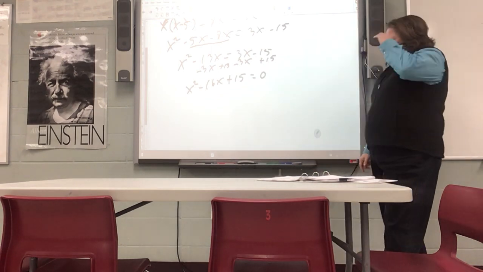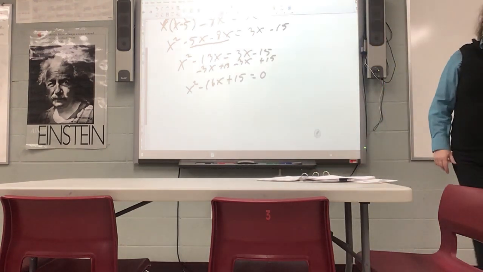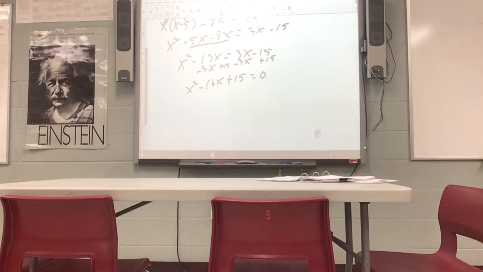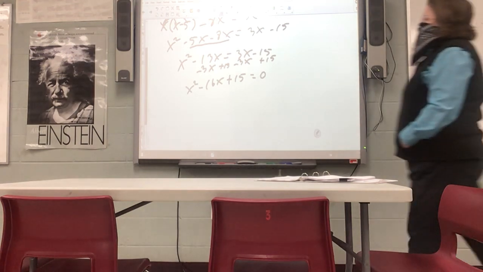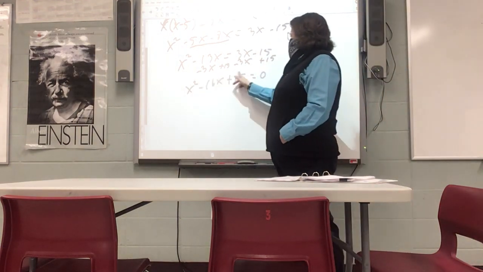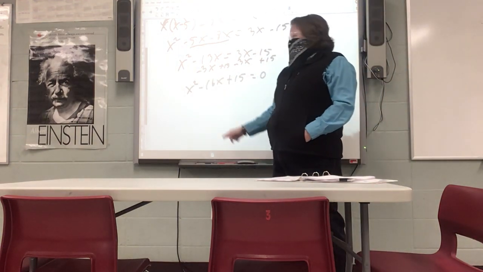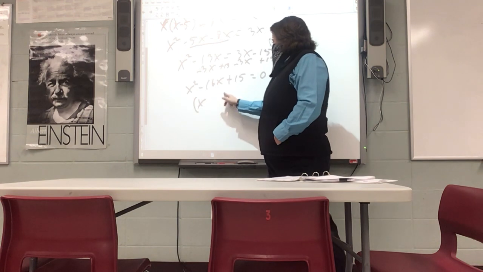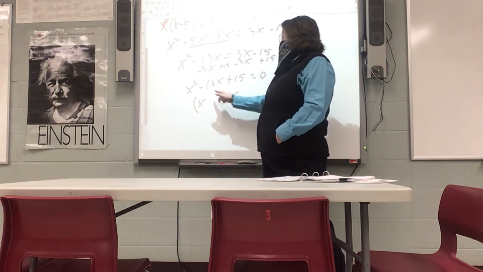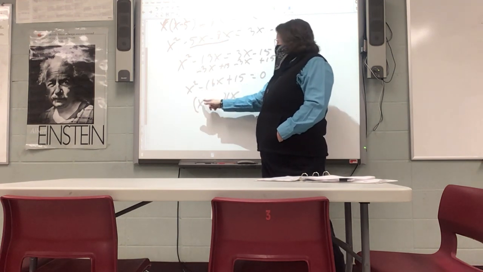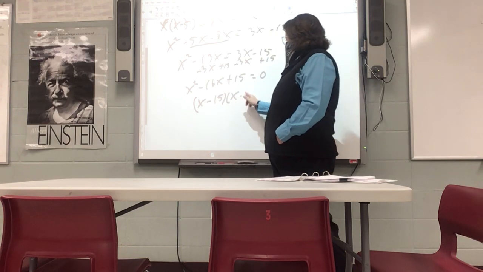So you could go to the quadratic formula there with an a of 1, a b of negative 16, a c of 15, or you could factor. This one will factor. What multiplies to make 15 but adds to make negative 16? 15. And they gotta be negatives, right? Negative 15 and negative 1.